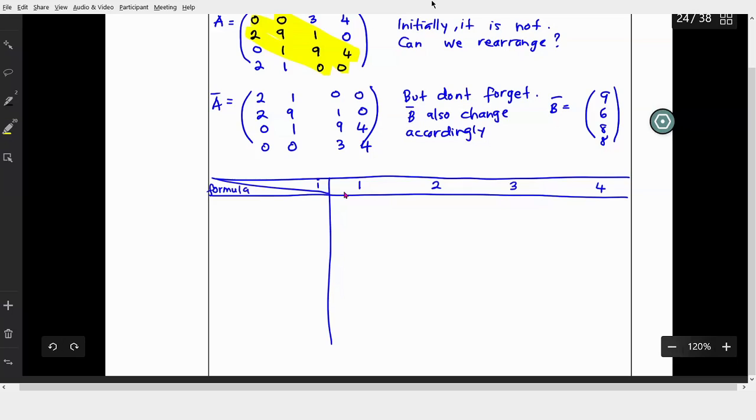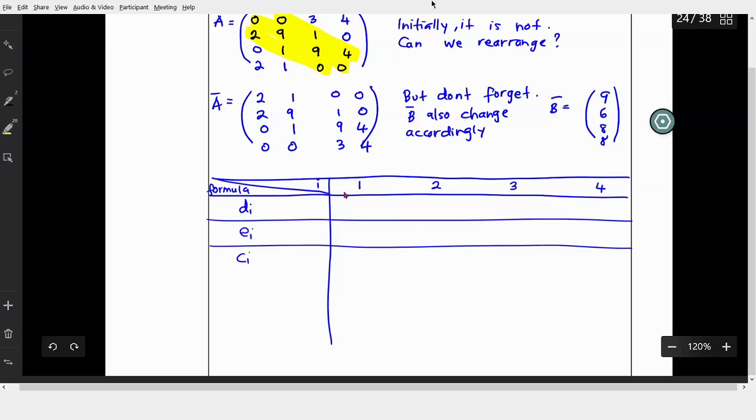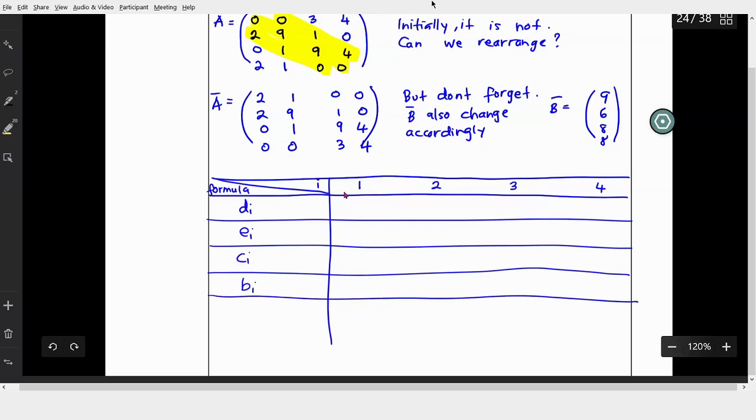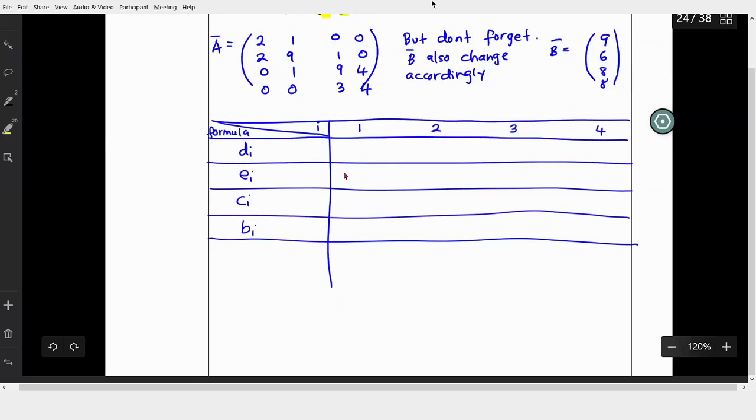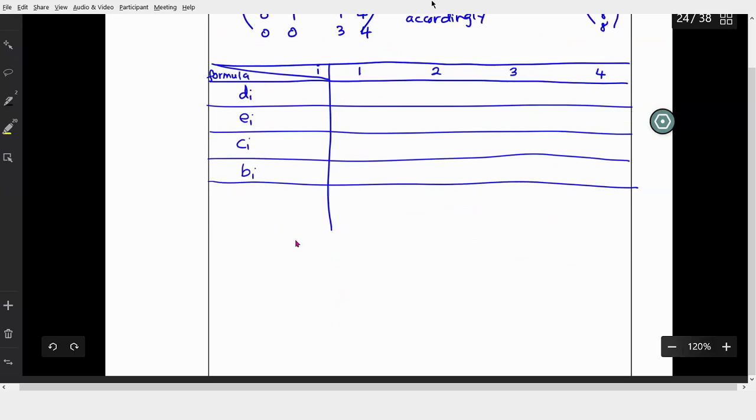The first formula that you have is di. Next is ei, ci, bi. That's the first one. Based on the given question, you should be able to fill in up to these 4 rows: D, E, C, B. If you refer to just now, the main diagonal is denoted as D, upper diagonal is E, lower diagonal is C, and B is the right hand side value of your system. So 4 rows should be able to be filled.